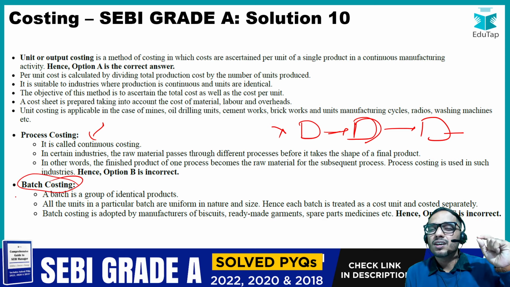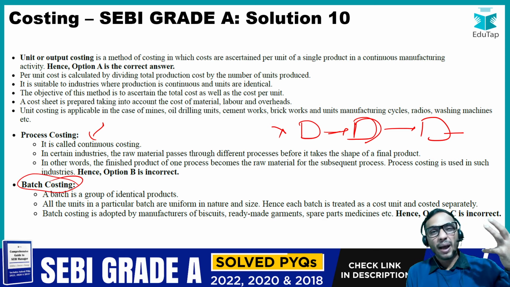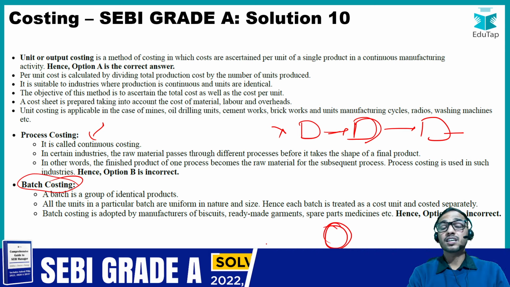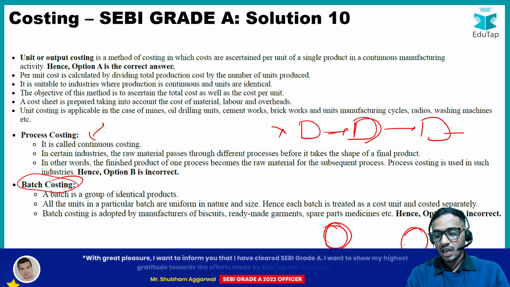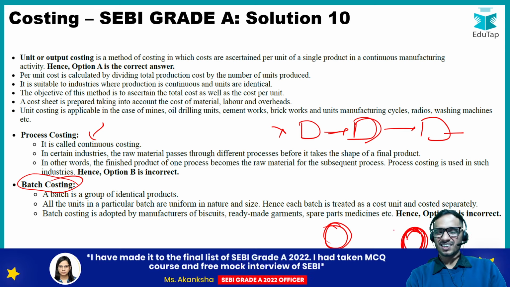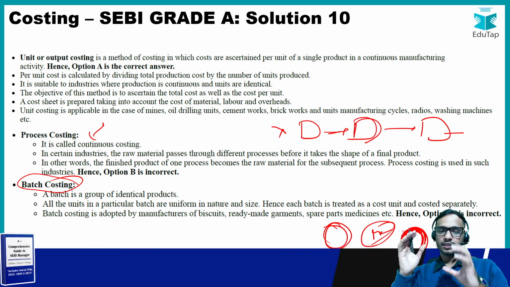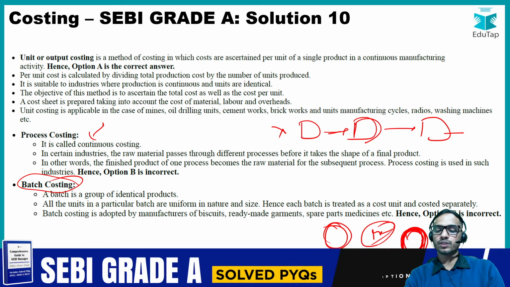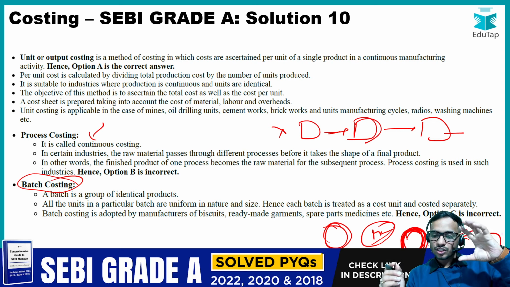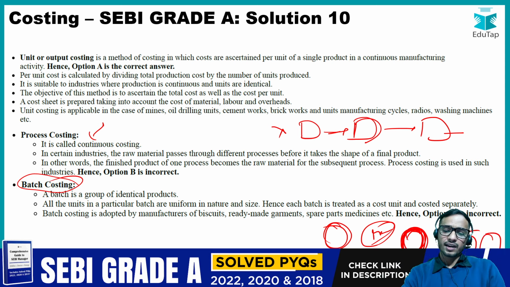Whenever you hear the word batch costing, just visualize tires. Tires are produced in batches because they have a fixed shape of a particular variety. For small cars, let's say Maruti small cars, we have a fixed size of the radius of the tires. Then we have the SUVs of Maruti. For that also we have a fixed size of tires.